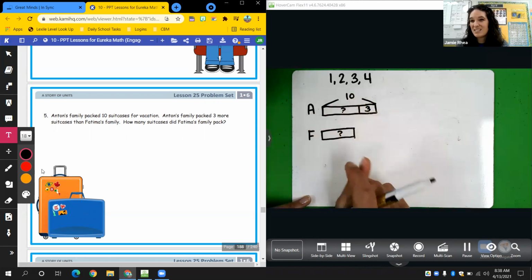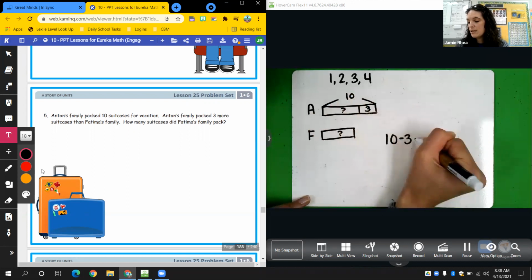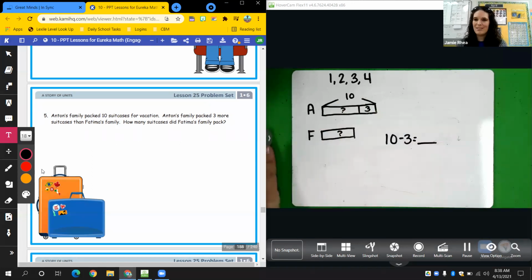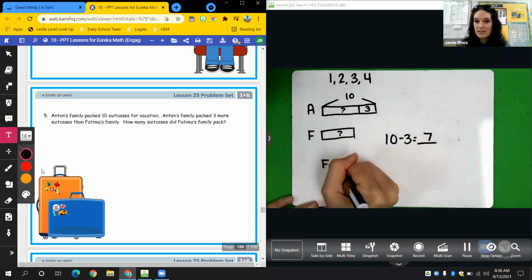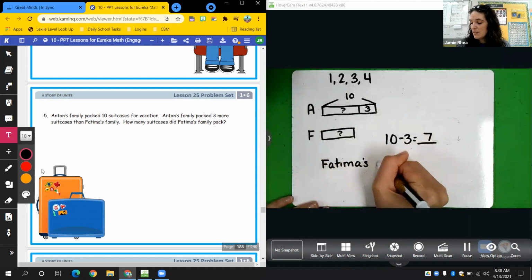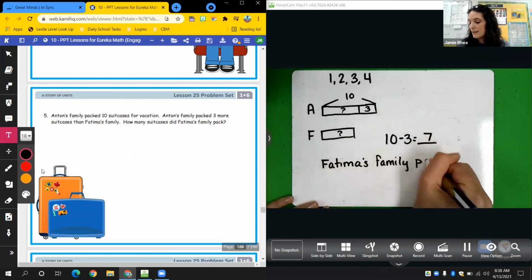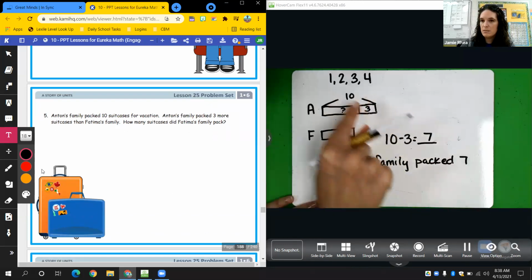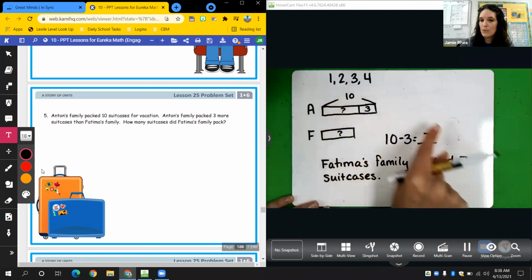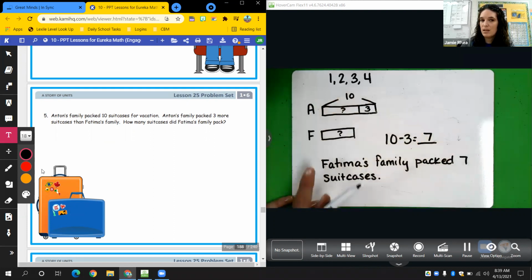Whenever I have a part missing, I'm going to subtract. So I'm going to say 10 minus 3 equals something. Well, guys, I know that if I have 10 and I take 3 of those away, I'm left with 7. So Fatima's family packed 7 suitcases. Now, I have a drawing. Here's my tape diagram drawing. I have a number sentence, and I have a statement, okay? These three things I need to see on your paper, okay? Draw me a box, write out my number sentence, write out my statement, okay? That was number 5. Let's do number 6 as an example too.